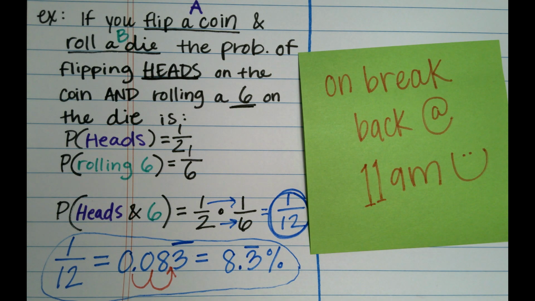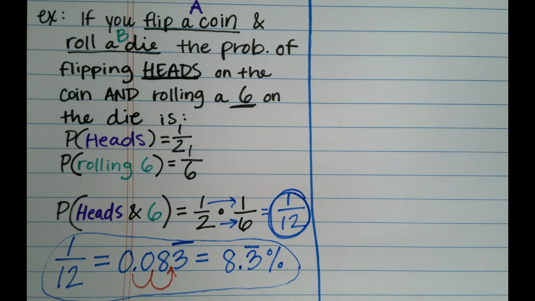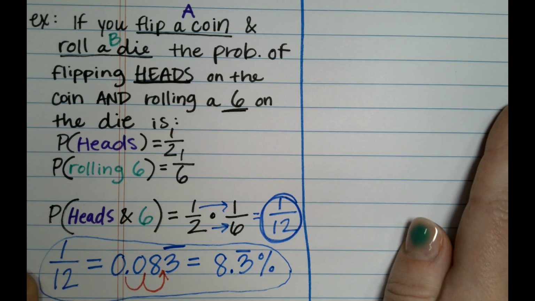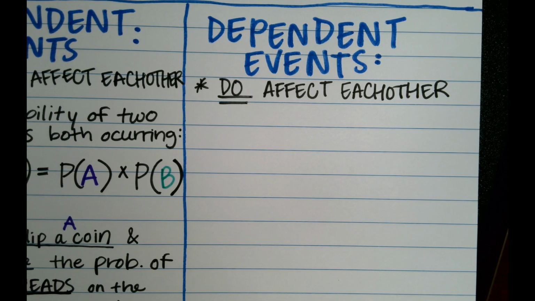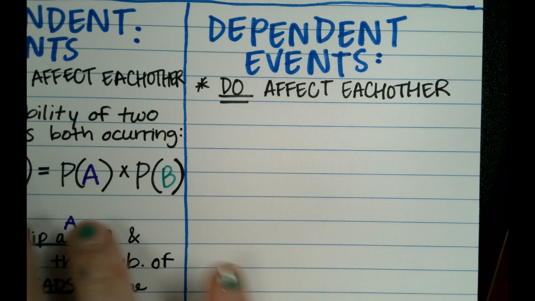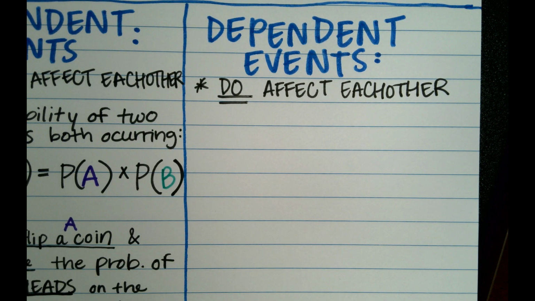So we're back from our break. Let's go ahead and finish our notes. We've gotten some on independent events, and now let's move over to dependent events. So we just talked about finding the probability of 2 events occurring that are not going to affect each other. But now there may be times where events do affect each other.